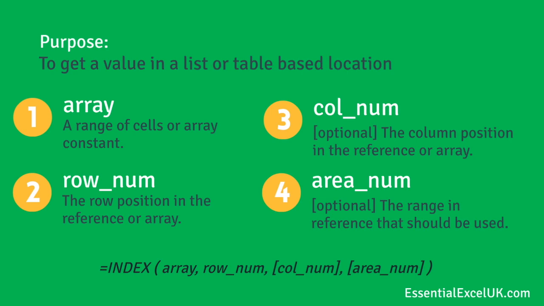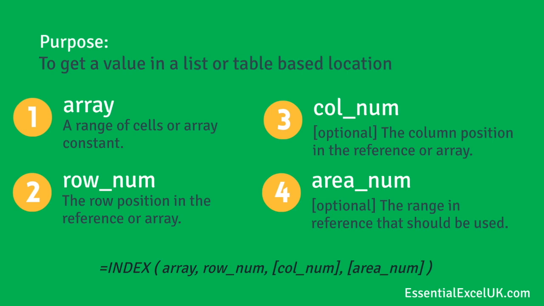So the third is the column position in the reference or array. And lastly, we have the area number. This is again optional, and this is the range in the reference that should be used. And at the end there, you've got the formula in its entirety, so you can see how it all comes together.